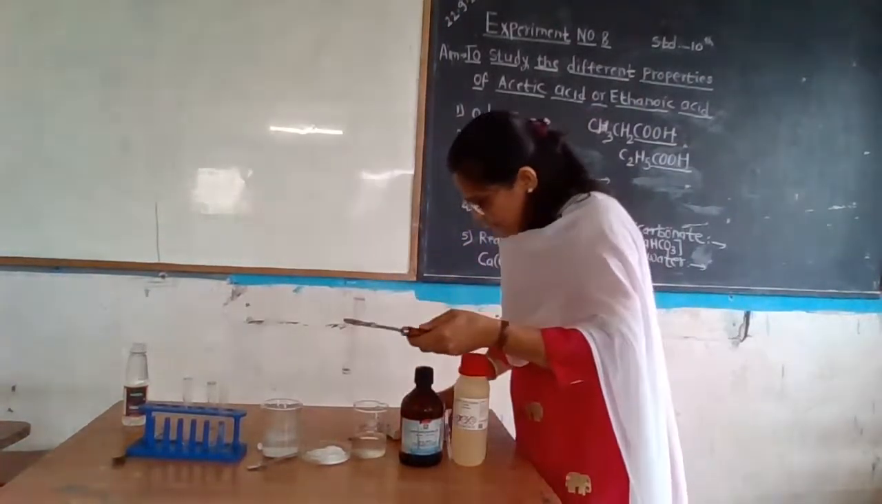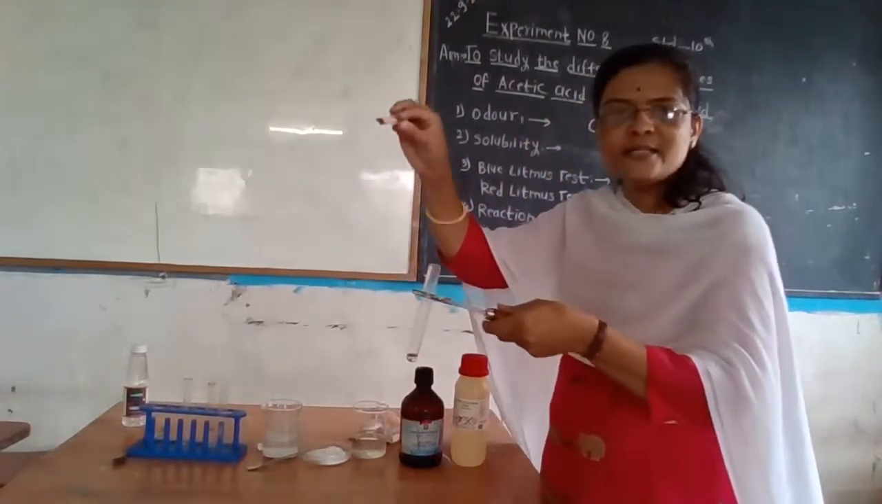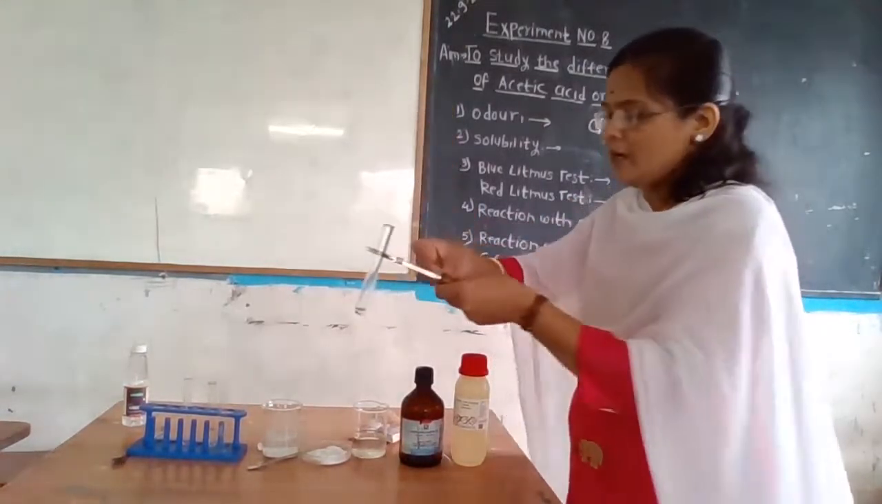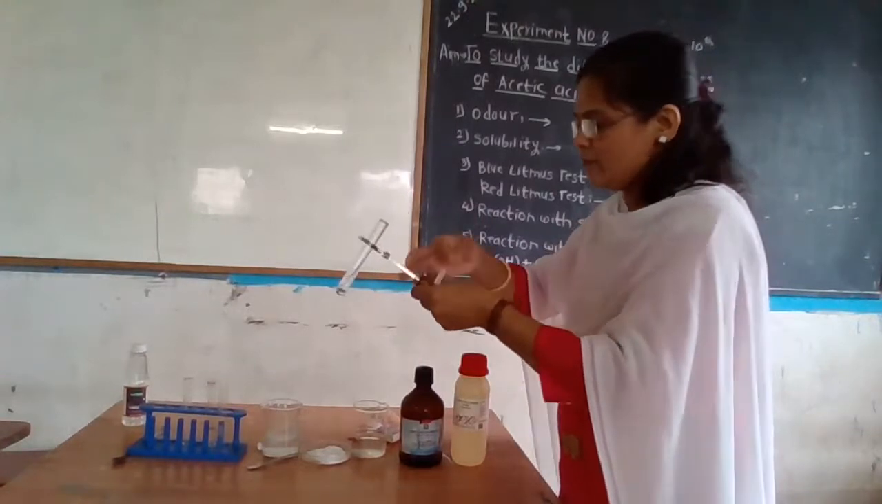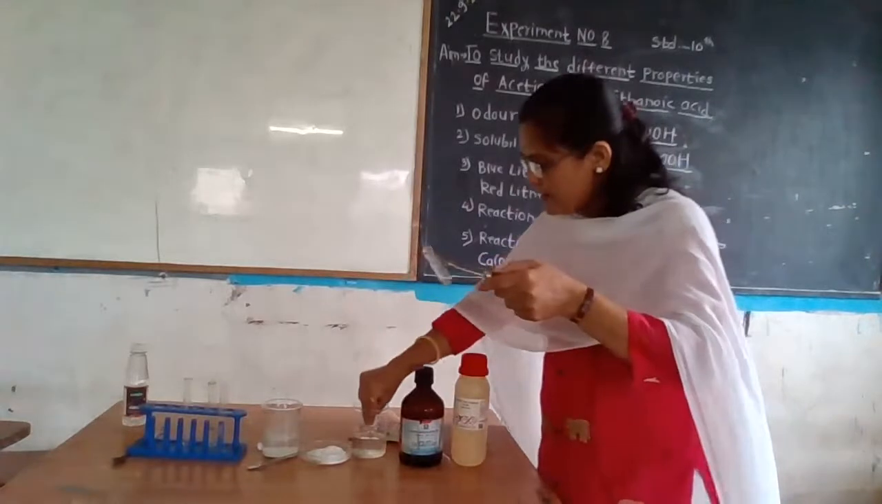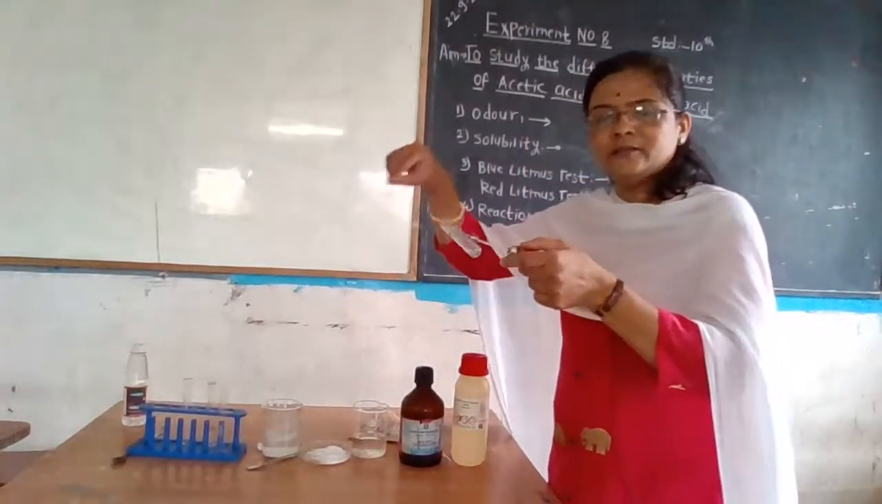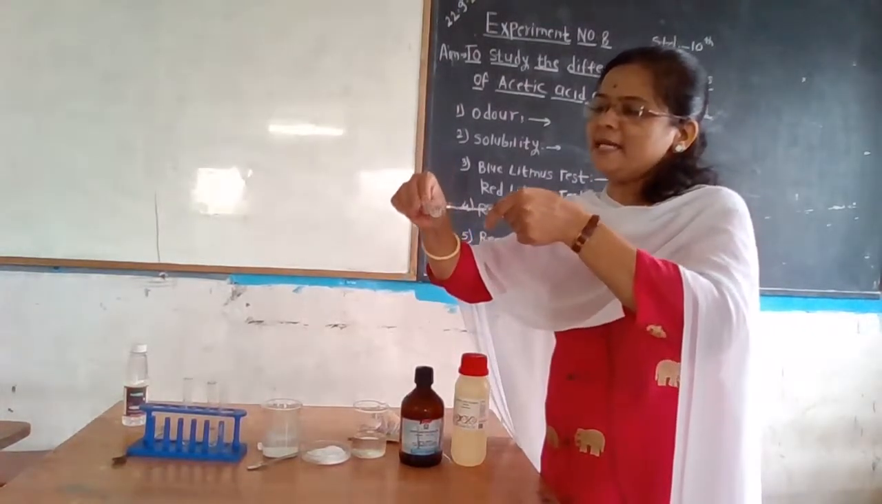And then I am taking the red litmus paper. Students, see the red litmus paper. What will happen when we put the red litmus paper in acid? First of all, I am putting the red litmus paper in the water and I am taking the red litmus paper test.